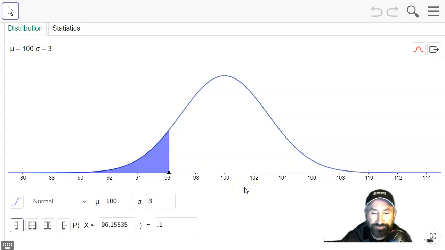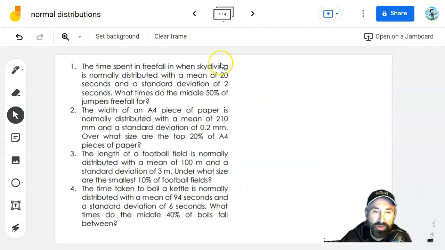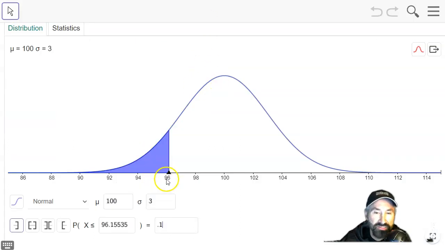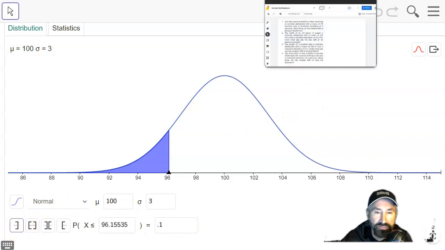And when we do, it should show us what size football field. Under what size are the smallest football fields? So I guess what this means is the smallest football fields must be below, approximately, 96.15535 meters. Now, let's leave it at that. This one, we definitely wanted to know the probability. We wanted to know the percent less than a particular value, and so using the less than made a lot of sense. Let's try the greater than example.